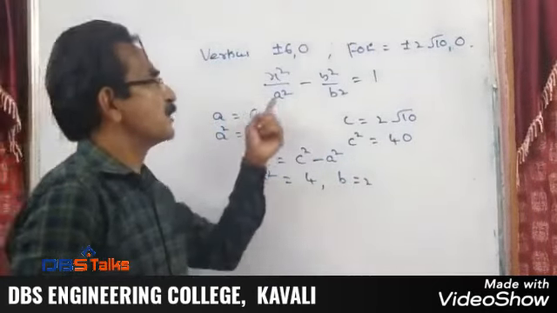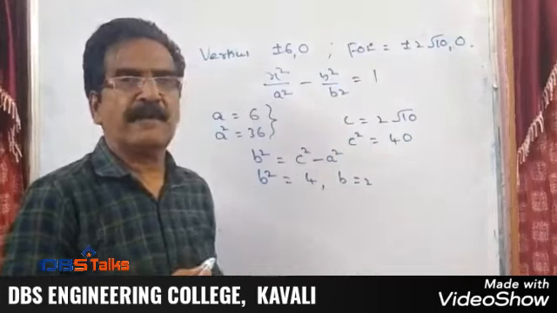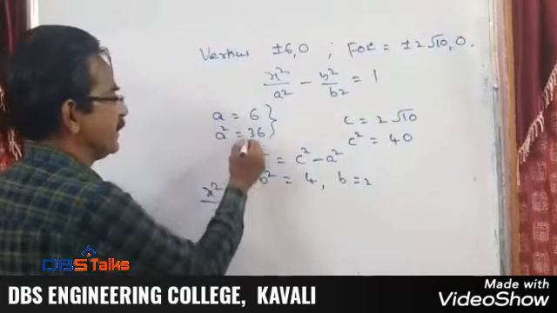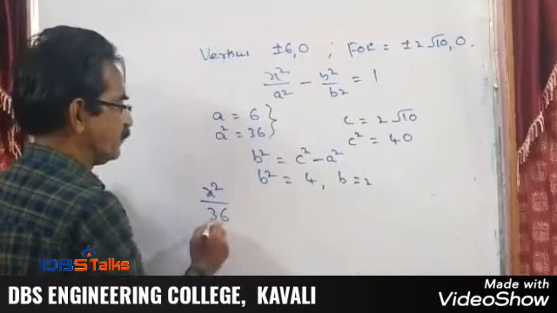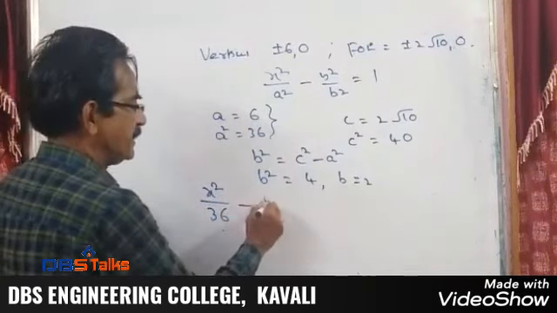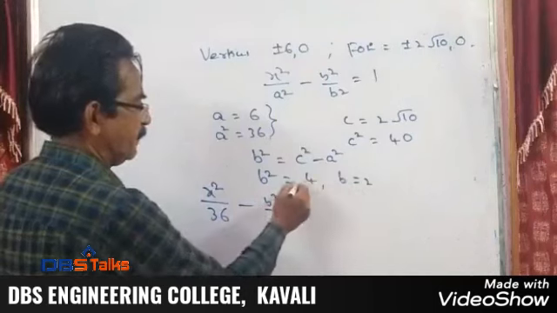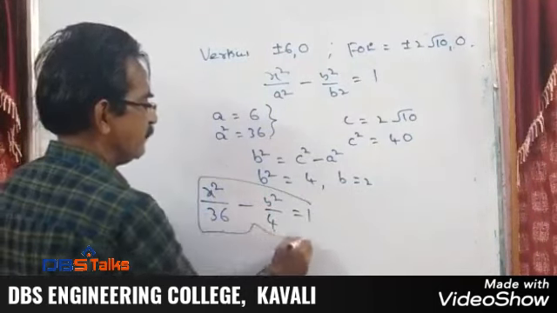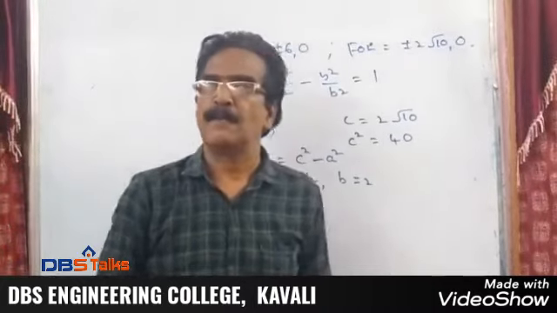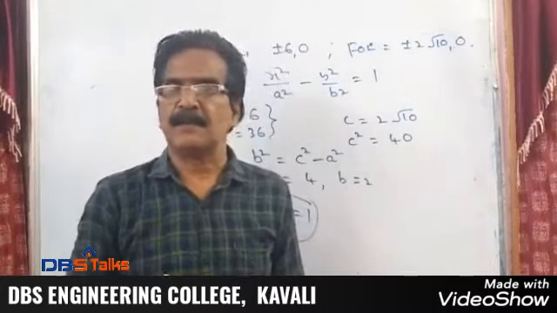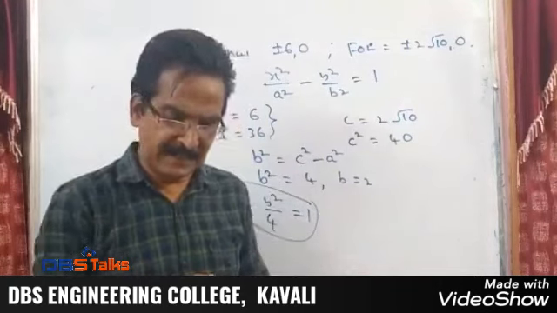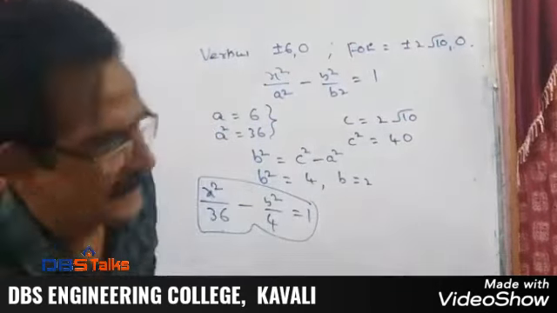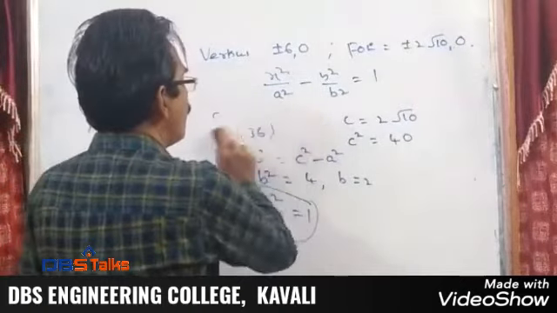So we know a square and we know b square. So the required equation is x square by 36 minus y square by 4 is equal to 1. This is the required equation of the hyperbola. Right, friends? Simple problem. Okay, let us see the next one.